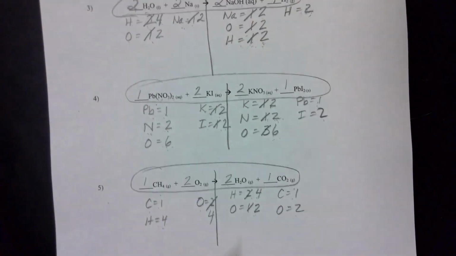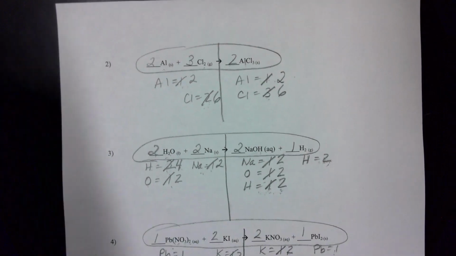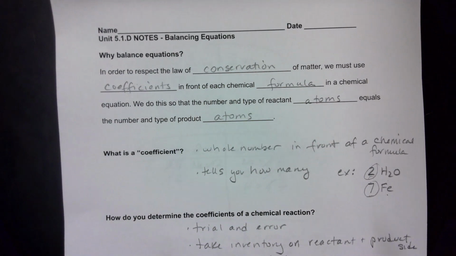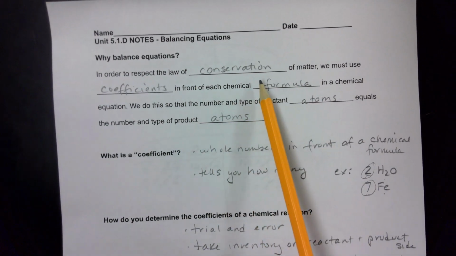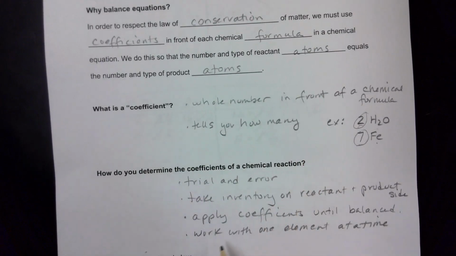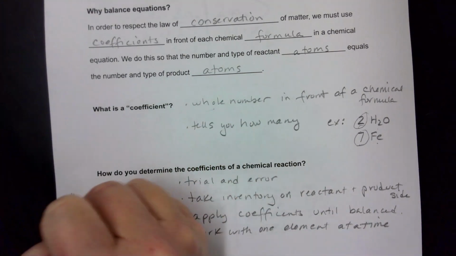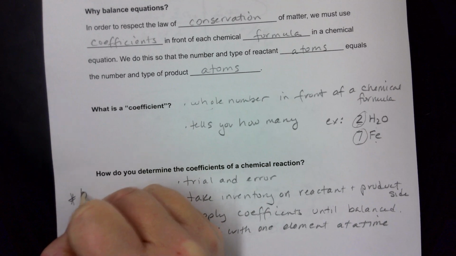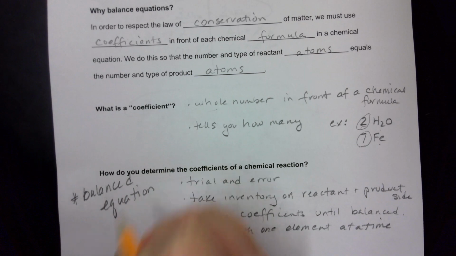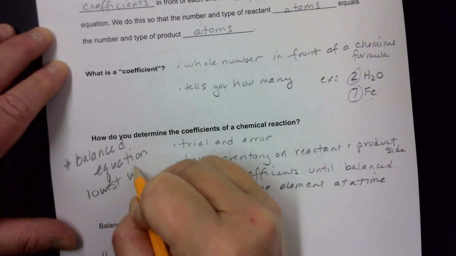All right, you will come across some trickier equations in the practice that you're going to work on, but this gives you a start, and it allows you to respect the law of conservation of matter by using coefficients. They must always be whole numbers. And another thing that you should add into this is that the balanced equation must be the lowest whole number ratio.